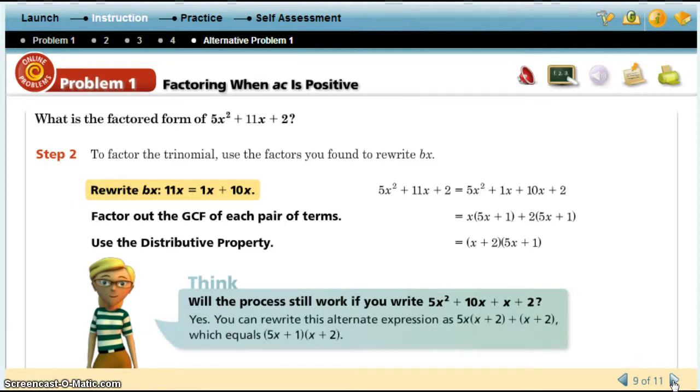Yes. You can rewrite this alternate expression as 5 times x times the quantity x plus 2, plus the quantity x plus 2, which equals the quantity 5x plus 1 times the quantity x plus 2. This expression is the same as the expression you found before, but the terms are switched. And we know that multiplication is commutative and associative, so we can change the order of the grouping if necessary. We change the order of our parentheses, but it would still give us the exact same trinomial if we were to work backwards and check our answer.